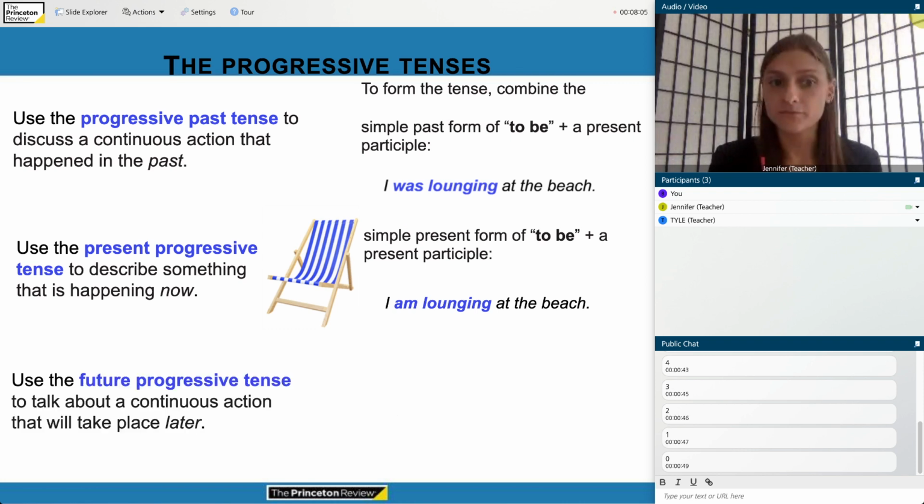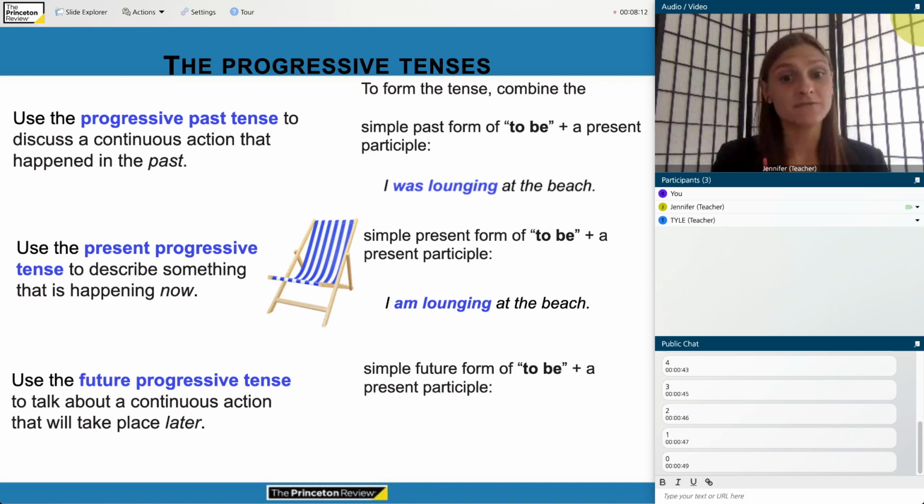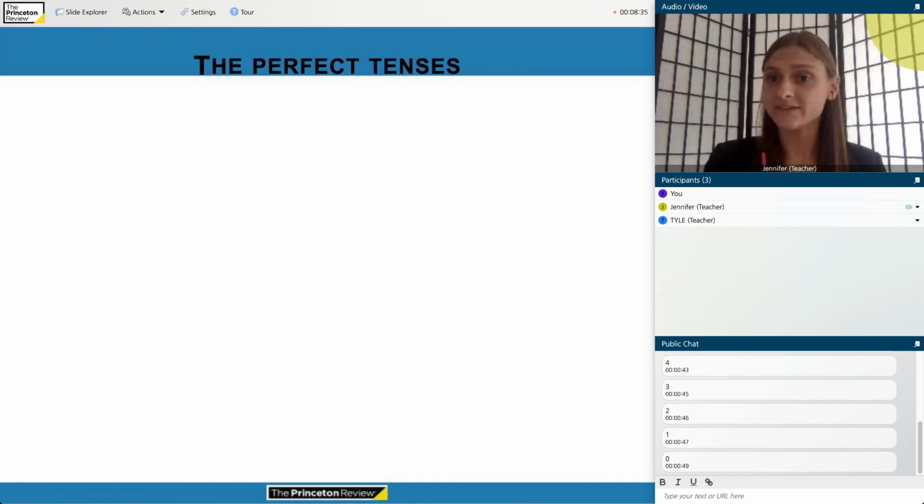And the future progressive is about a continuous action that's going to take place later on. And this is going to be formed with, you might have guessed, the simple future form of the verb to be and a present participle. So I will be lounging at the beach. All right, so not too bad, right? We're still in the simpler tenses, and we're going to take it to the next tense now, the perfect tense.